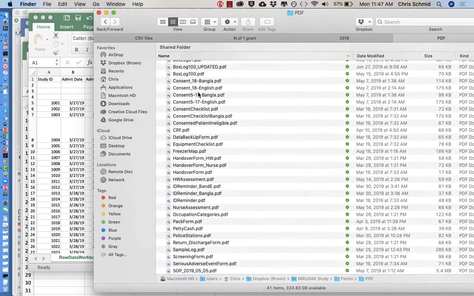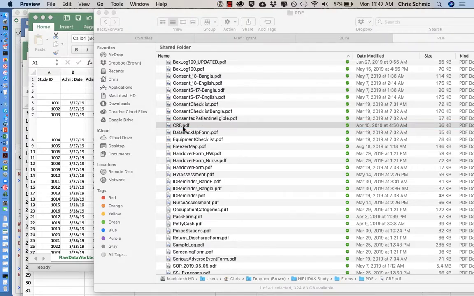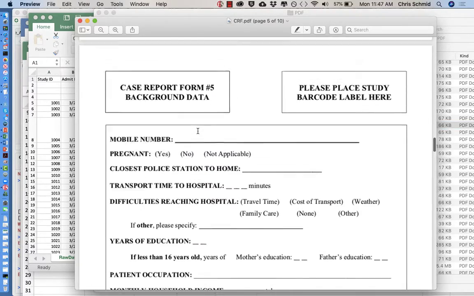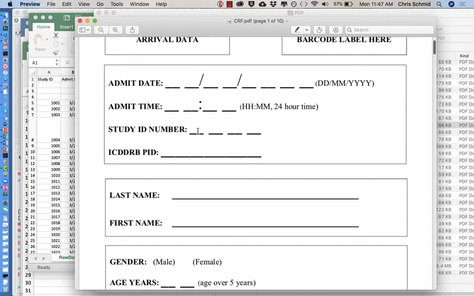So you can see we have all these different forms. Okay, here's the case report form. All right, so there's like 10 different forms. So here's the first form, which corresponds to the data that were in that code book. Right, so here's the admission date.